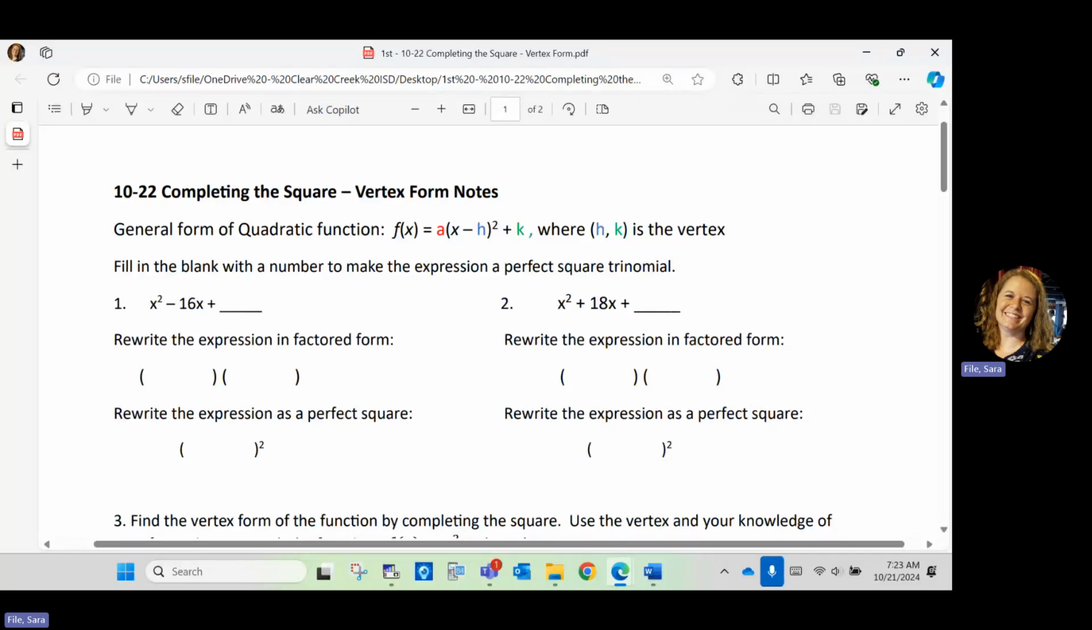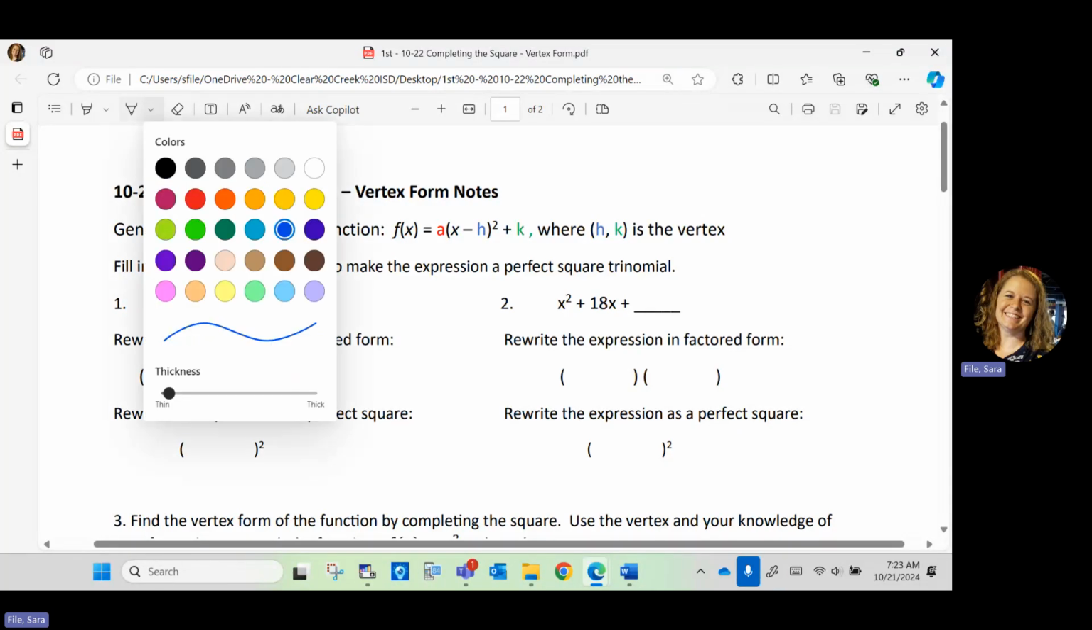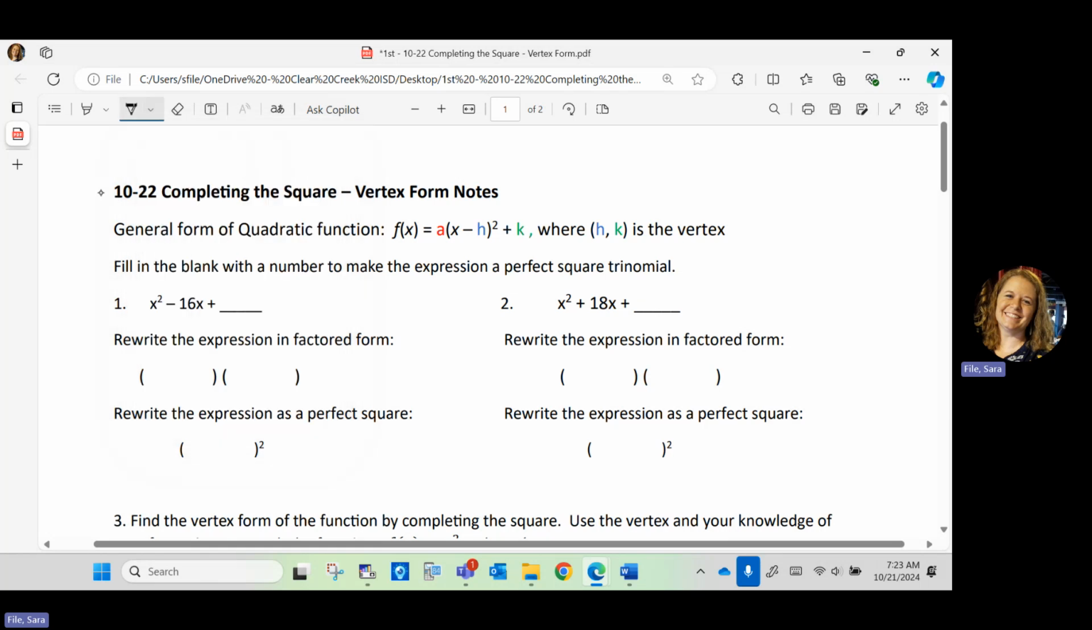So we are looking, again, I'm going to just edit the date real fast because we are doing these a day earlier than originally planned. So today is the 21st. We're doing these due to that PSAT, SAT test date coming up this week, so we're just adjusting our schedule a little bit. All right, so completing the square, vertex form notes.